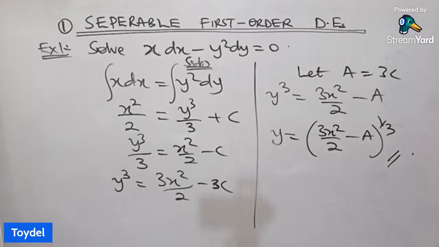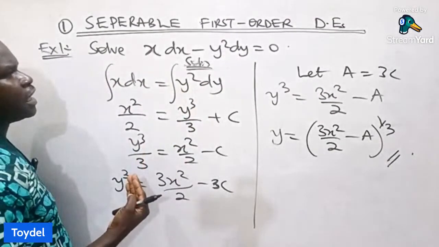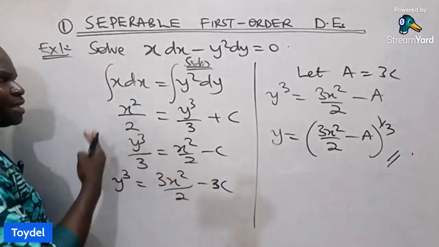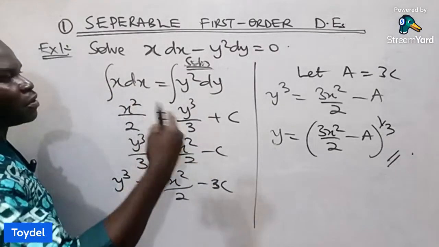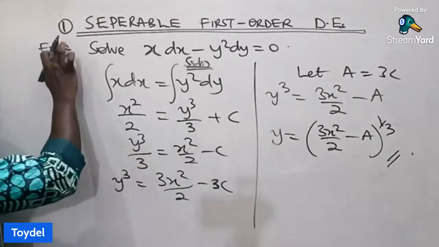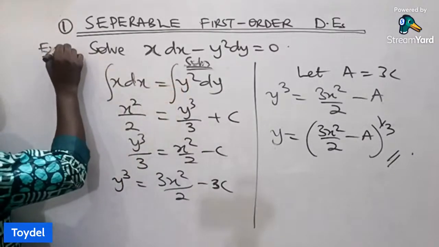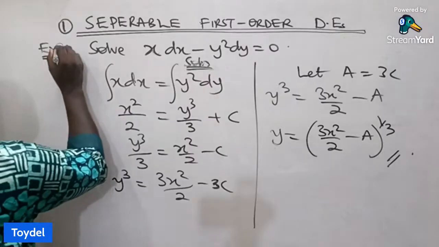So under first order differential equations, if you are given any first order differential equation, just look at the question very well. If it is possible to separate x with respect to dx, then y with respect to dy, then you should know that we are going to apply the separable approach to that. So we take another question under separable first order differential equation.